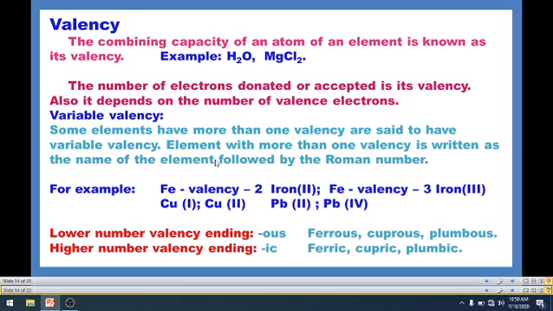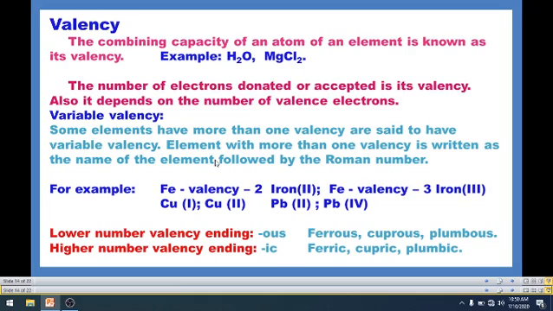So valency is nothing but the combining capacity of an atom of an element. The number of electrons donated or accepted is its valency. So in terms of gaining or losing, the number of electrons donated or accepted, based on that we can also calculate the valency. And it also depends on the number of valence electrons. So what is a valence electron? The electron which is present in the valence shell. The valence shell is the outermost shell, and the electrons present in the valence shell are known as valence electrons. Based on the valence electrons, the valency can be calculated.